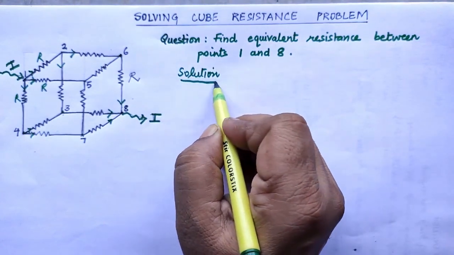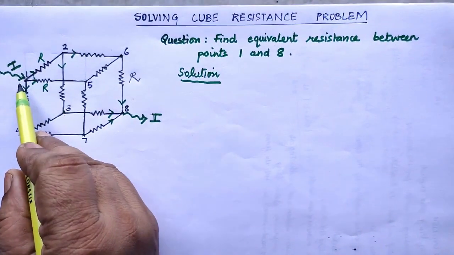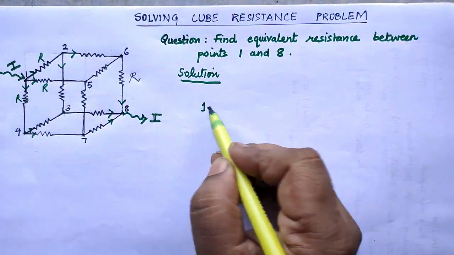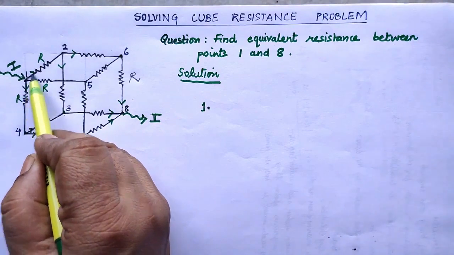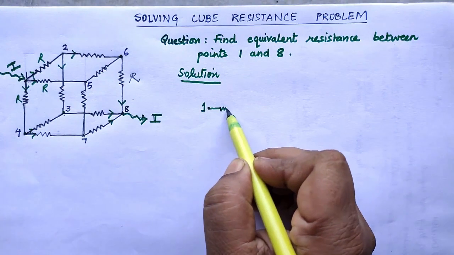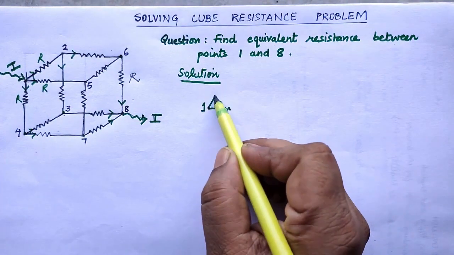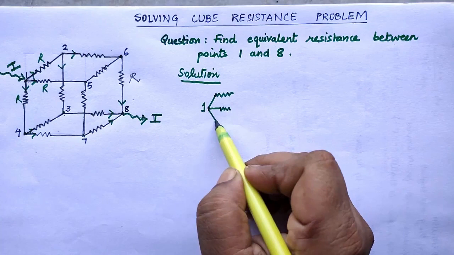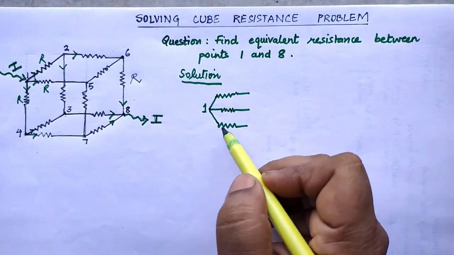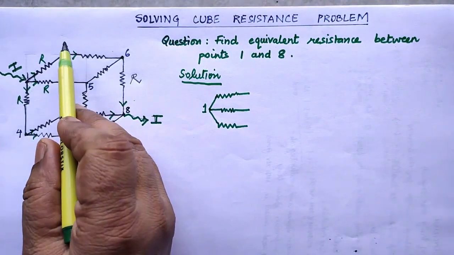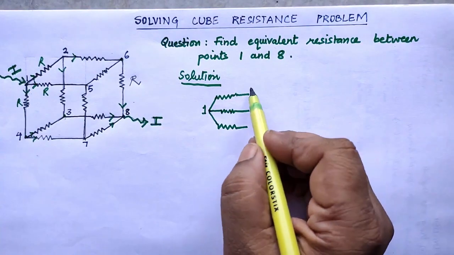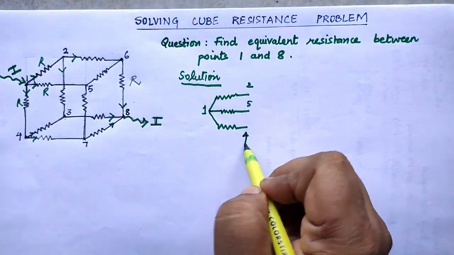For drawing this, I will take it as point 1. From point 1, I told you there are three paths. So we will draw resistances 1, 2 and 3. So these are the three paths in which the current can move, and it reaches at point 2, point 5 and 4. So let's label it 2, 5, 4.